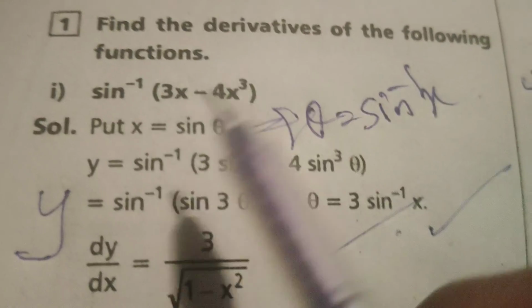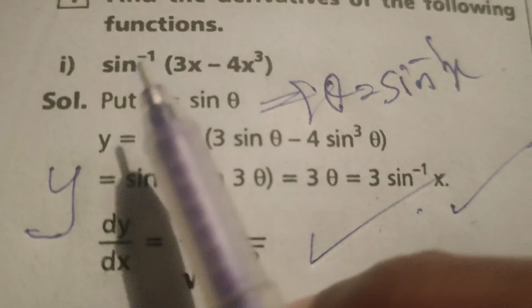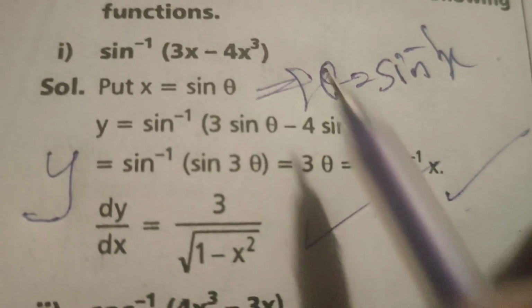This is the solution for the given function, differentiating sine inverse of 3x minus 4x cube.